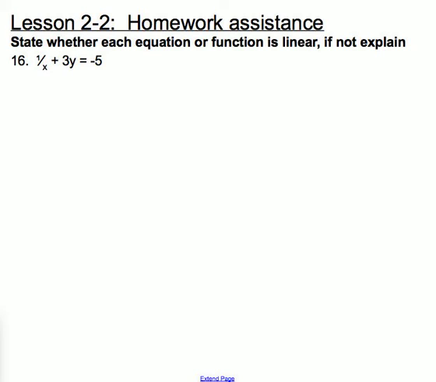All right, we're going to start by looking at some of our homework from lesson 2.2 today. We're going to start off by looking at problem 16, which says, state whether each equation or function is linear. If not, explain. So when we look at problem 16, it has 1 over x plus 3y is equal to negative 5. You're looking where the variables are, and because we have the 1 divided by x here, that's not going to be a linear equation because we cannot divide by x.